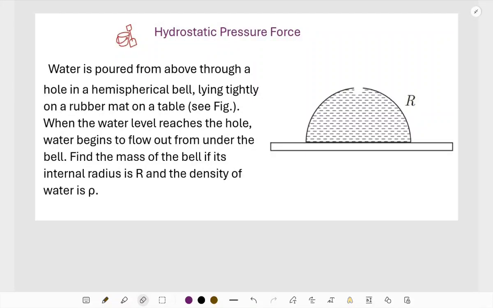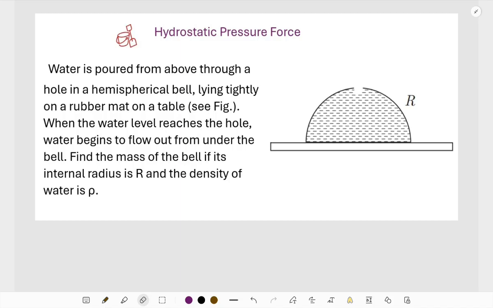And welcome again. Let's solve a different version of the same problem we discussed in the earlier video. The statement of the problem is: water is poured from above through a hole in a hemispherical bell. There's some kind of bell here, a hemispherical bell, lying tightly on a rubber mat on a table. You can see the figure. When the water level reaches the hole, which is here, water begins to flow out from under the bell. Find the mass of the bell if its internal radius is r and the density of water is rho.